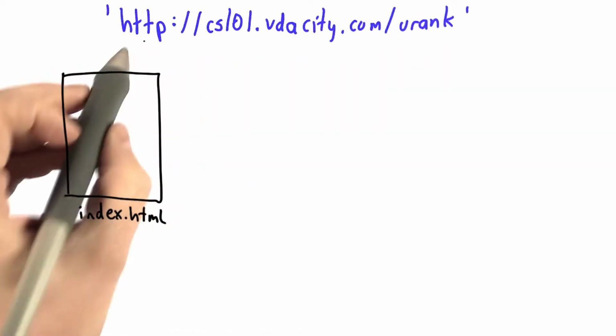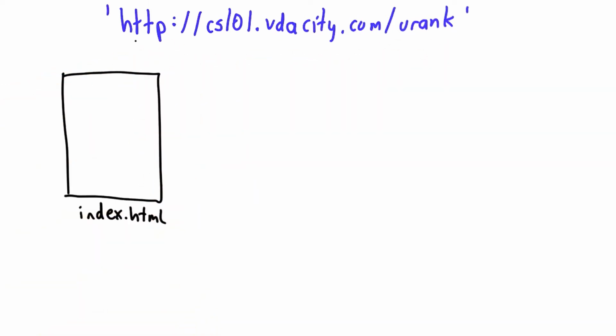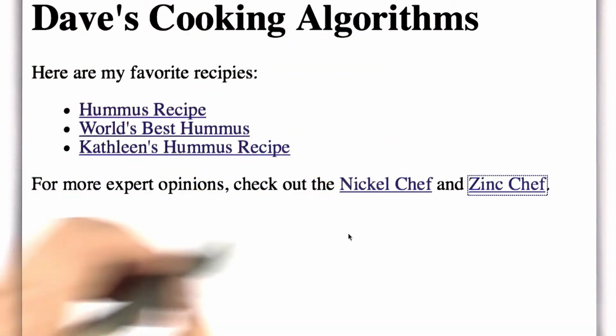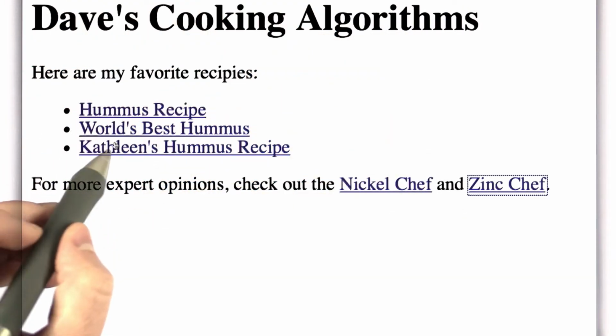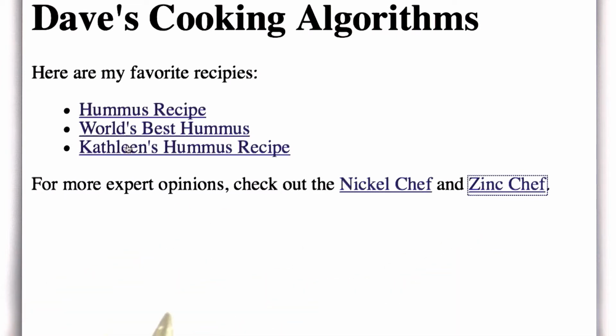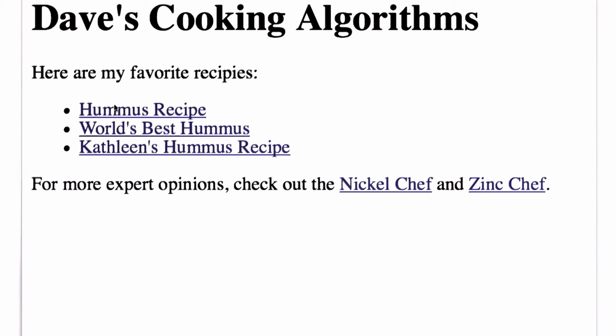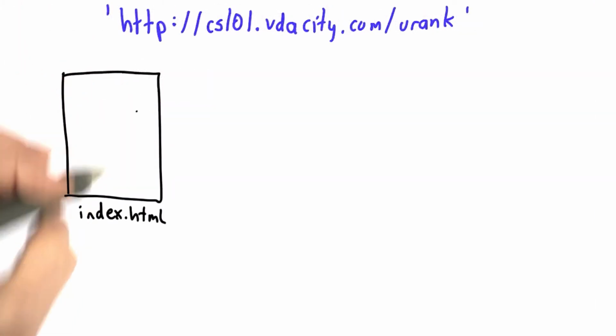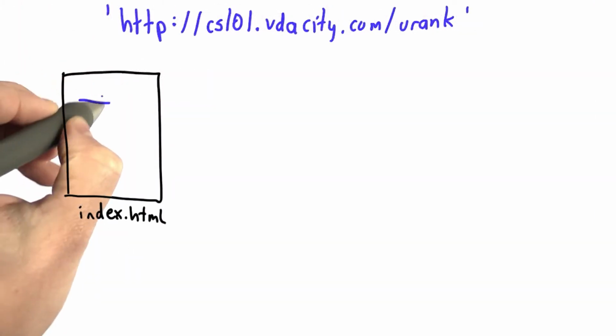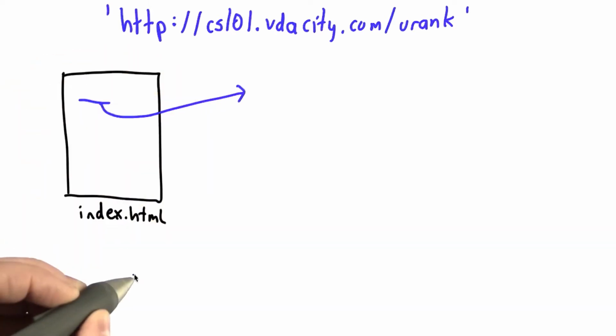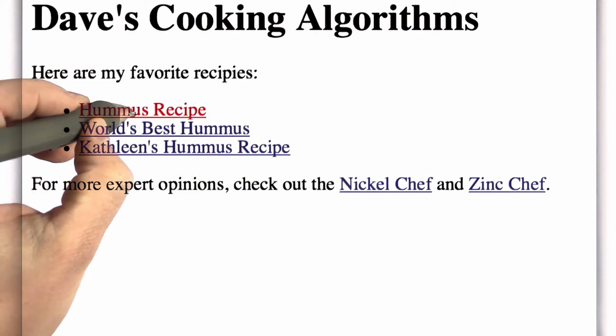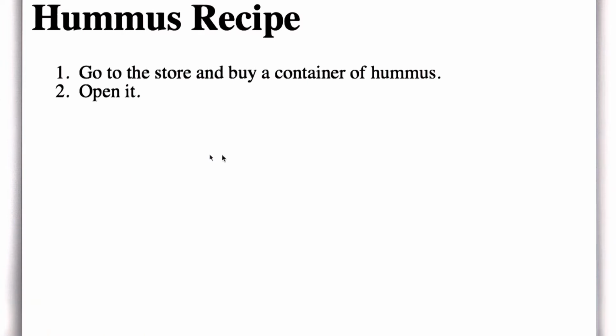So to test your graph making code, we've provided a sample site at this URL. If that's the link that you pass in as the seed for the crawl web, it's going to crawl the site we set up. And there's an index page that looks like this. It's got 5 links on it, and those links go to different web pages. The first one goes to my favorite hummus recipe. So there's a link from index.html, and it goes to the page hummus.html. And if we follow that link, we get to a page that has no links on it.